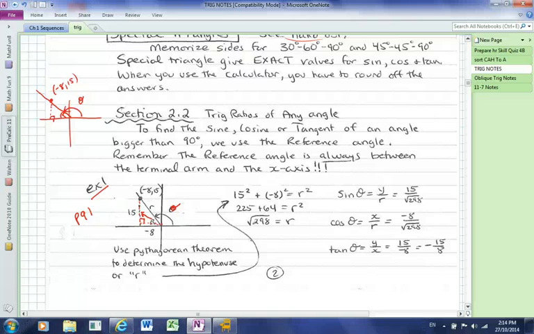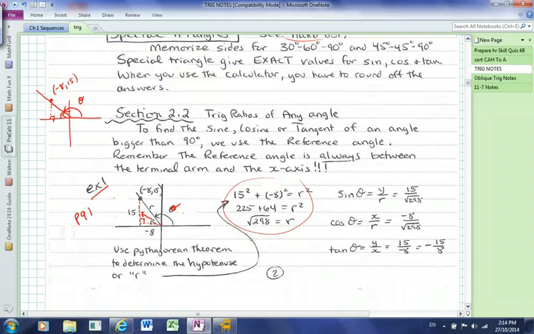And I can figure out what the hypotenuse is by doing Pythagoras' theorem, so that's what I do here. And I get that the radius is square root 298. And by the way, the radius is always going to be positive. You don't have to worry about it being negative. It's only the y and the x, or the adjacent and the opposite, that are going to have negative and positive values. So the radius or hypotenuse is always positive, okay?